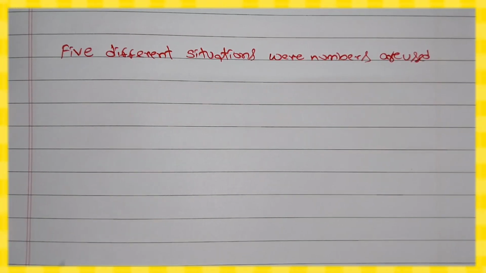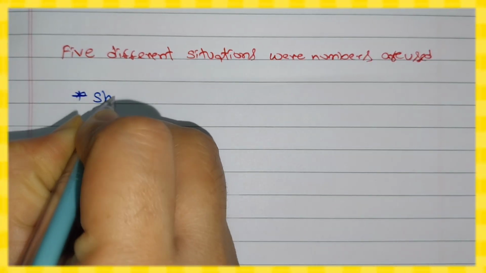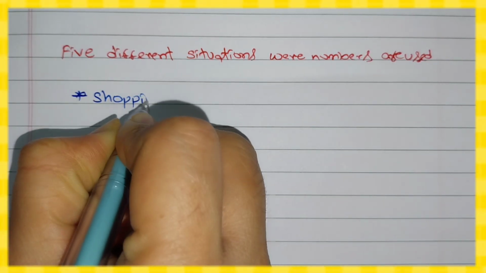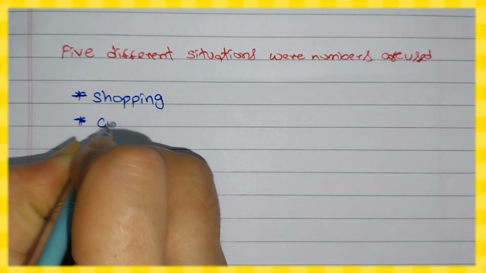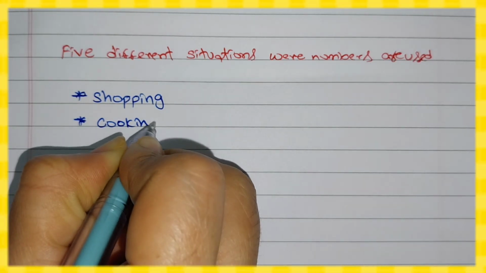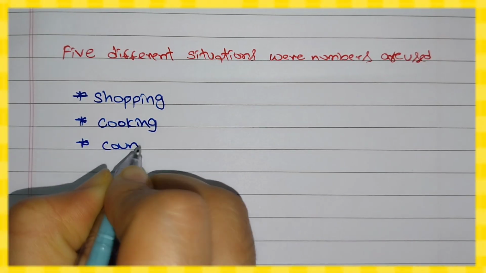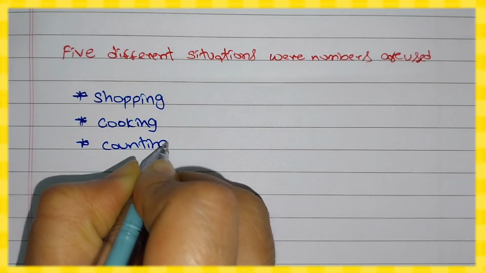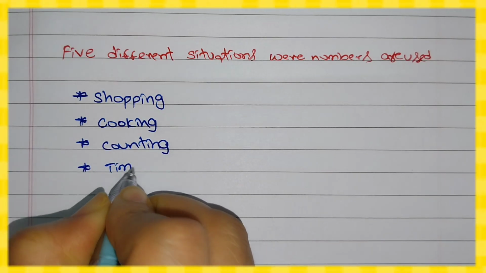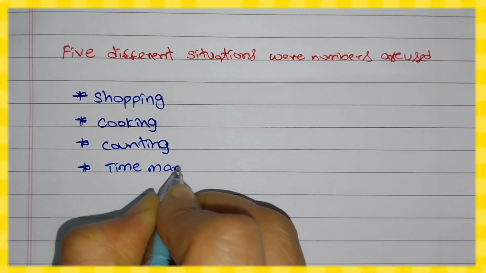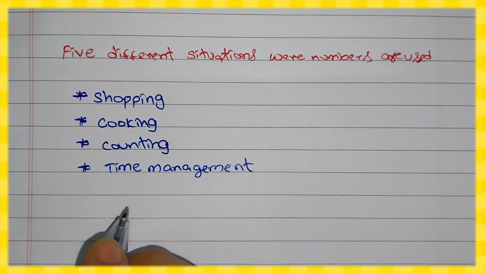5 different situations where numbers are used. First one is shopping. Numbers are used to calculate prices, totals and change when buying items. Next, cooking and recipes. Numbers help measure ingredients and follow cooking times for recipes. Next, counting. Next, time management. Numbers are used to tell time, set alarms and manage schedules.